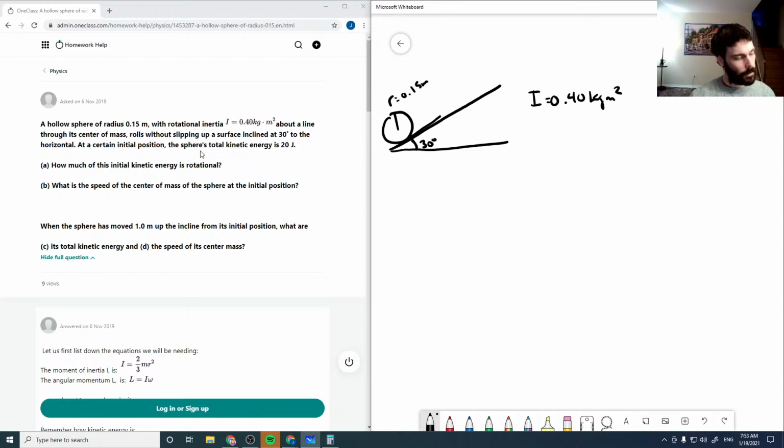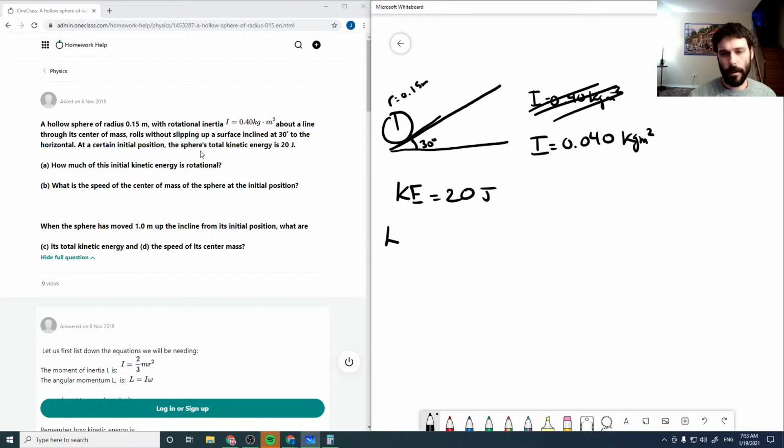But if I remember correctly, if you use this value, it doesn't work. So instead, I'm going to use 0.040 kilogram meters squared. Just because if you use the 0.40, you get negative. The speeds the question gives can't possibly work, so it has to be 0.040. Now at a certain initial position, the sphere's total kinetic energy is 20 joules. So Ke is 20 joules.